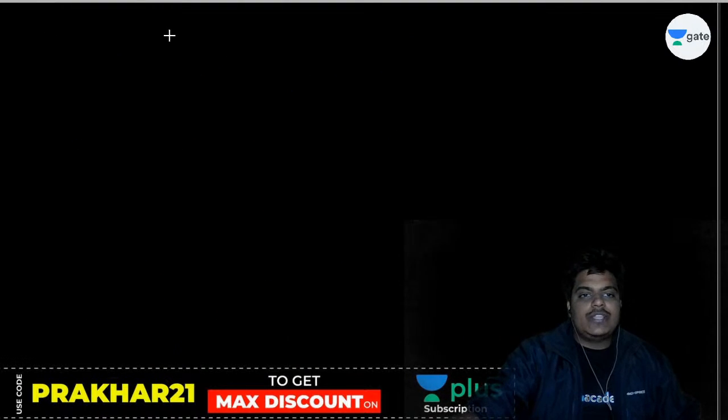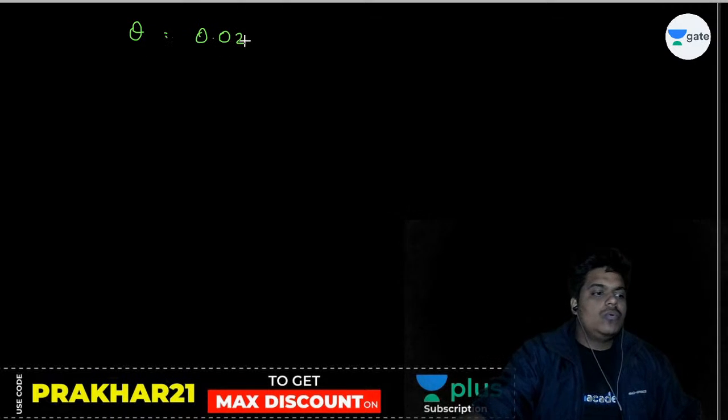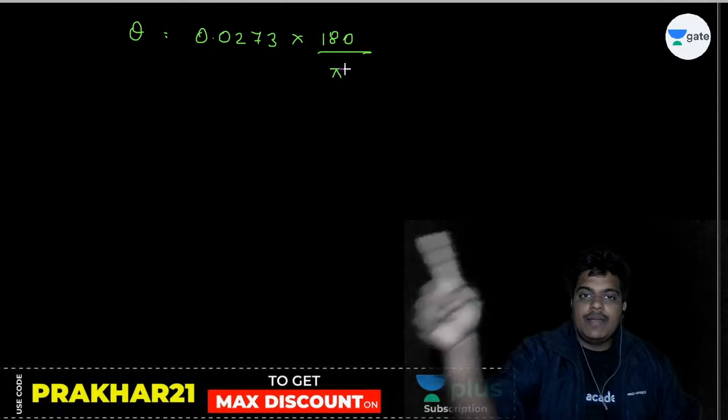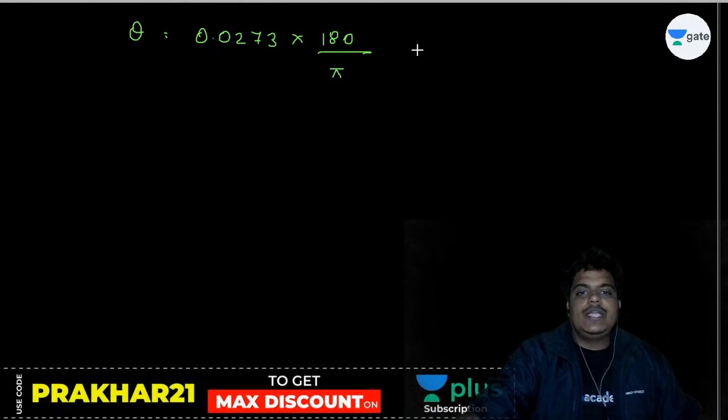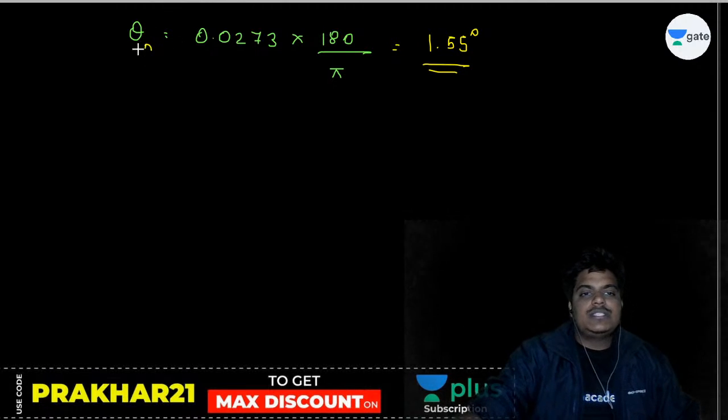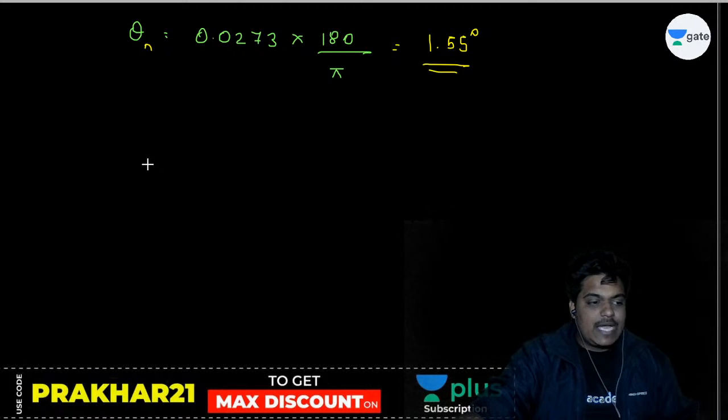So if you try to check the value of theta in degrees, 0.0273 into 180 divided by pi. If you need to convert the radian back into degrees, it is 180 by pi, and this value comes out to be 1.55 degrees. Is it clear? This is the value at which the neutral plane is acting. ठीक है.